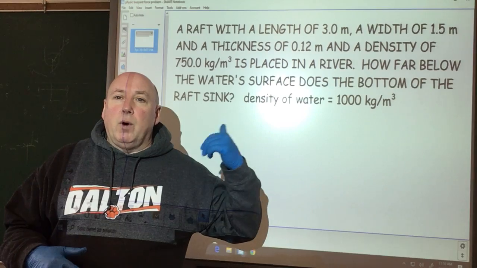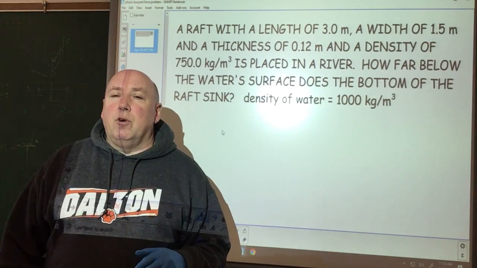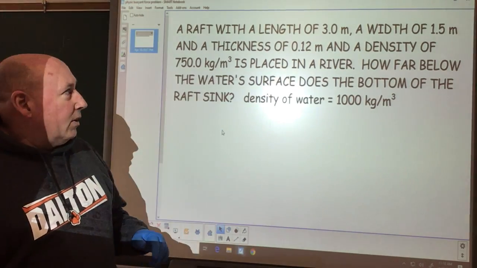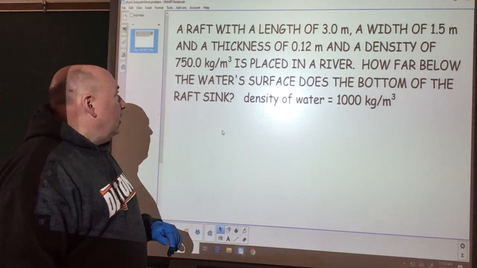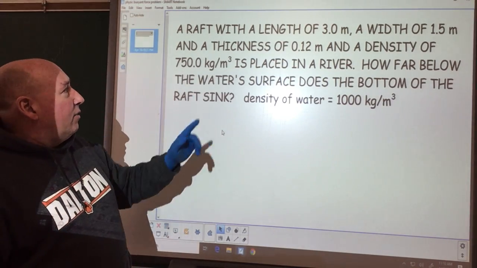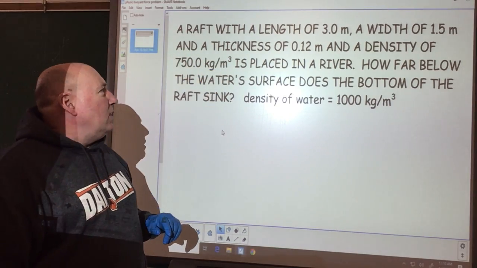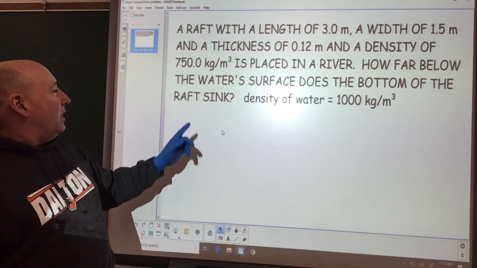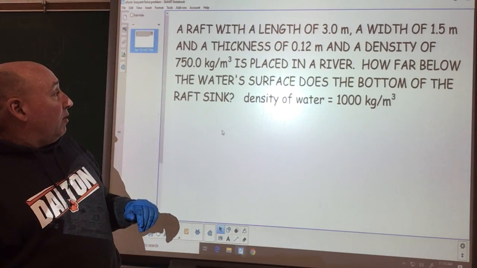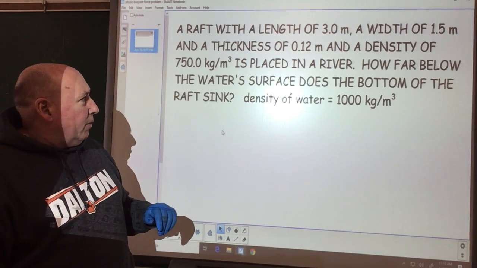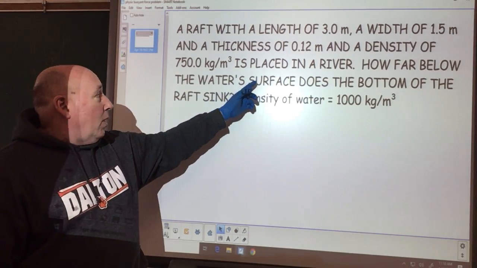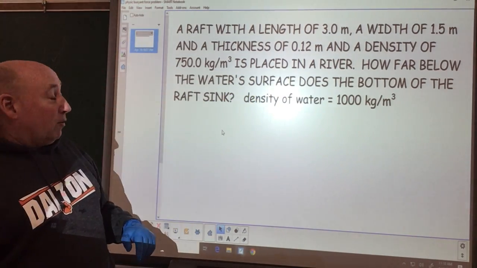I want to go over one last buoyant force problem. We have a raft with a length of 3 meters, a width of 1.5 meters, thickness of 0.12 meters, and a density of 750 kilograms per meter cubed, placed in a river. How far below the water's level surface does the bottom of the raft sink?